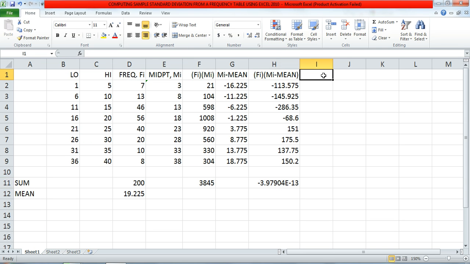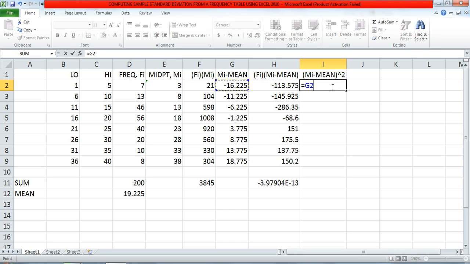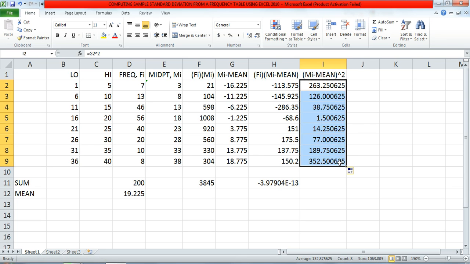Okay, continuing on, what we need is a deviation square column. So we are going to do that. That column is mi, the midpoint minus the mean, quantity squared. That should be done pretty easily. Go to our deviation, which is G2 squared, that's caret 2, shift 6. As you can see, it is getting a nasty decimal. Okay, we don't sum that column.